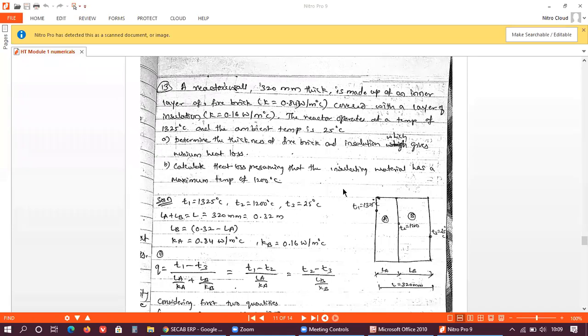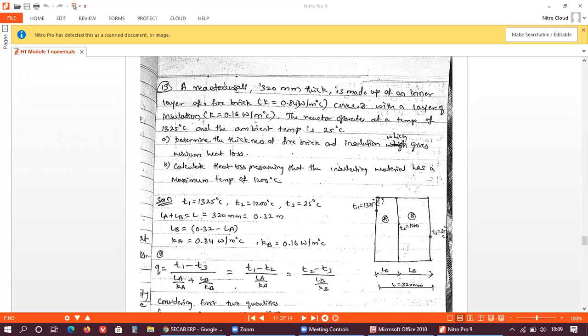So this is the problem statement. Basically it is a reactor wall, and the total thickness is given, that is 320 mm, which consists of two layers. The first layer A is made up of fire brick material, and its thermal conductivity is 0.84. And there is one more layer B, and its thermal conductivity is 0.16 watt per meter degree Celsius.